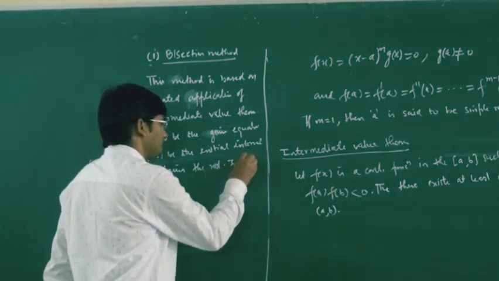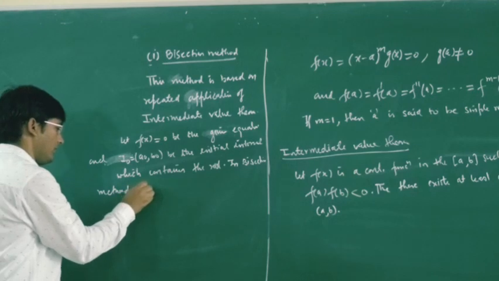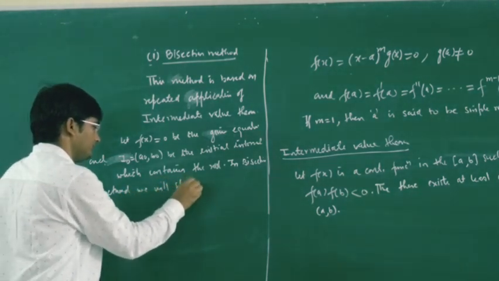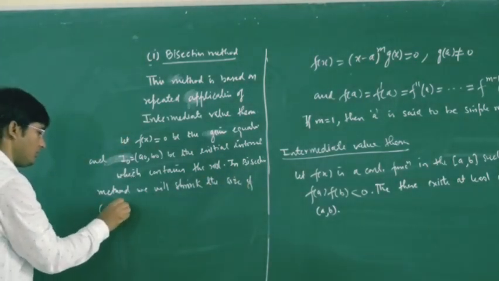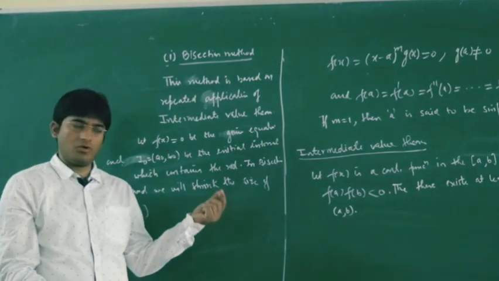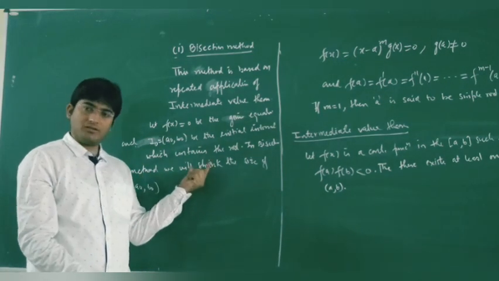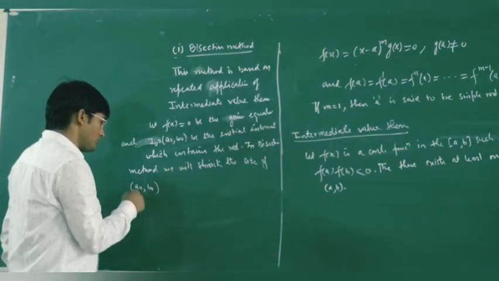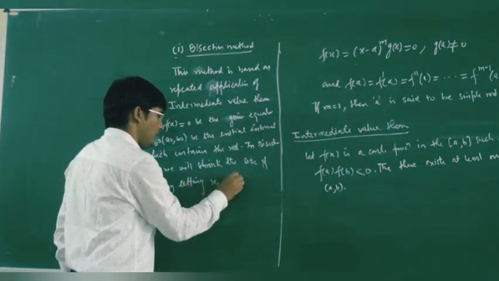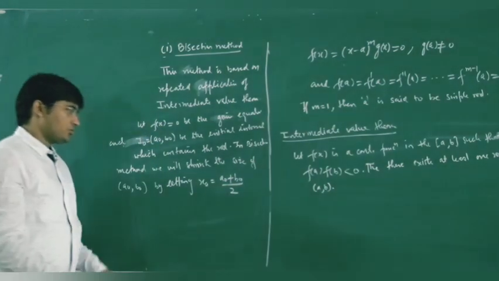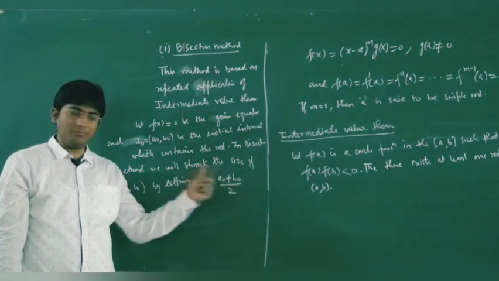Now in the bisection method, we will shrink the size of this interval [a0, b0]. There are many options for shrinking the size of this interval, but here we will shrink it by letting x0 = (a0 + b0)/2. So this is my initial approximation, which is the midpoint of a0 and b0.